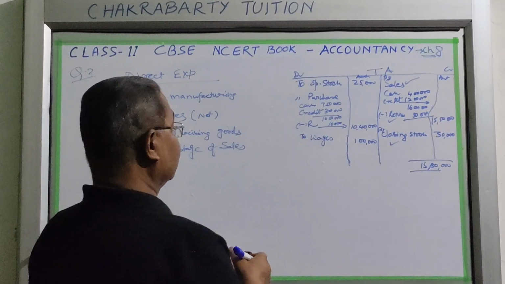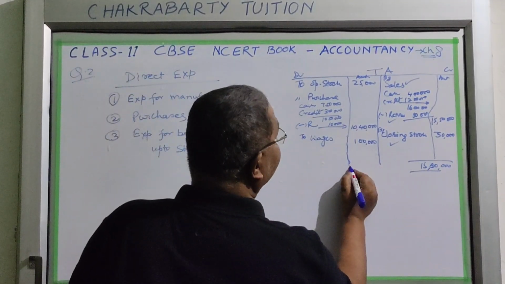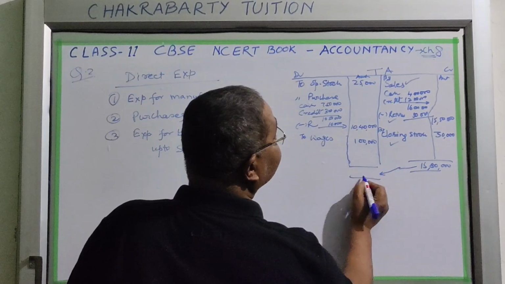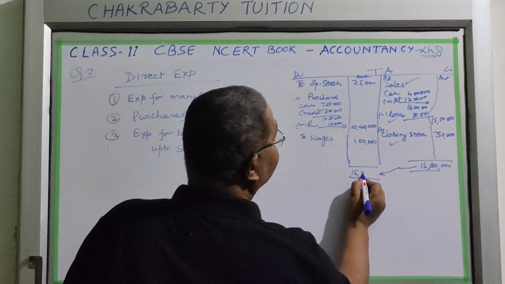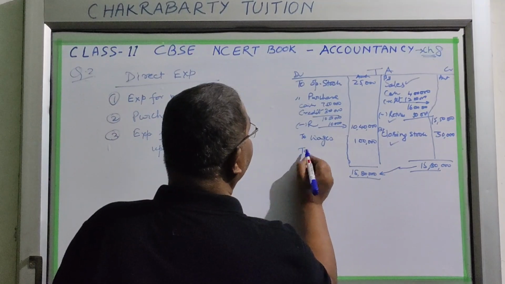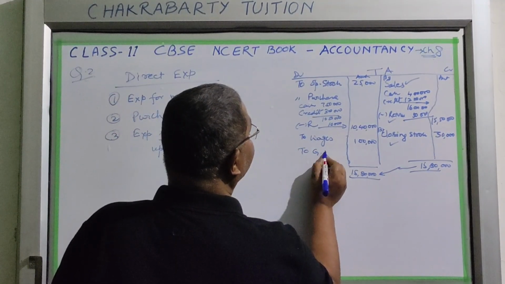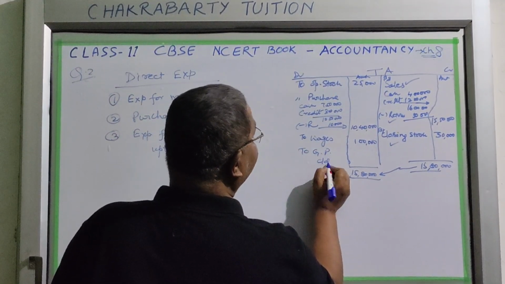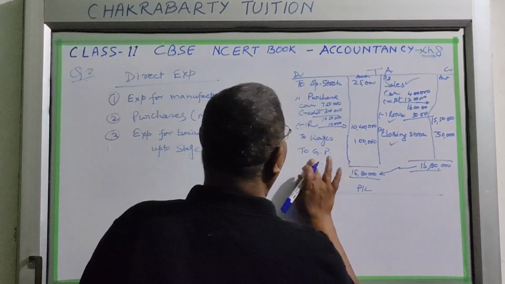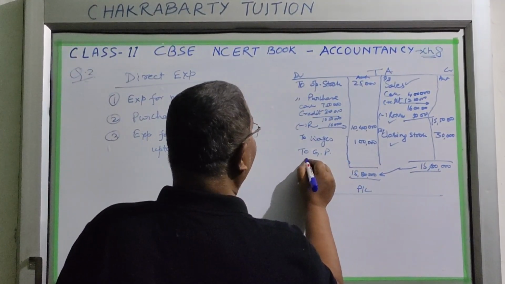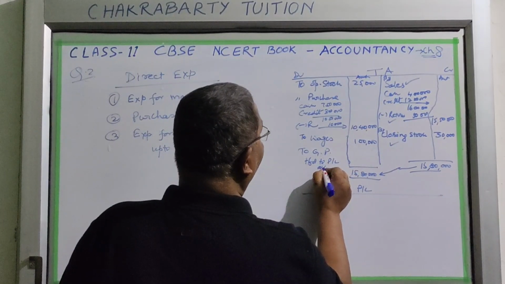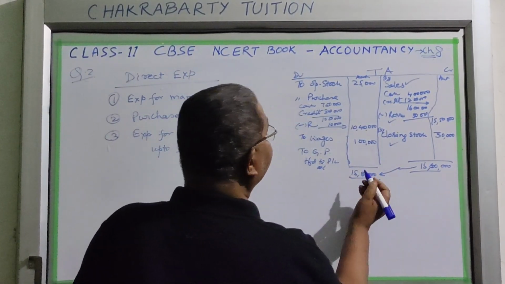So this portion is over. Now this side total is higher, so this total always comes this side. If it is a profit earning business, then to GP, gross profit, carried down. Carried down means it comes to the PL account. Gross profit transferred to the P&L account. The PL account we will discuss later.